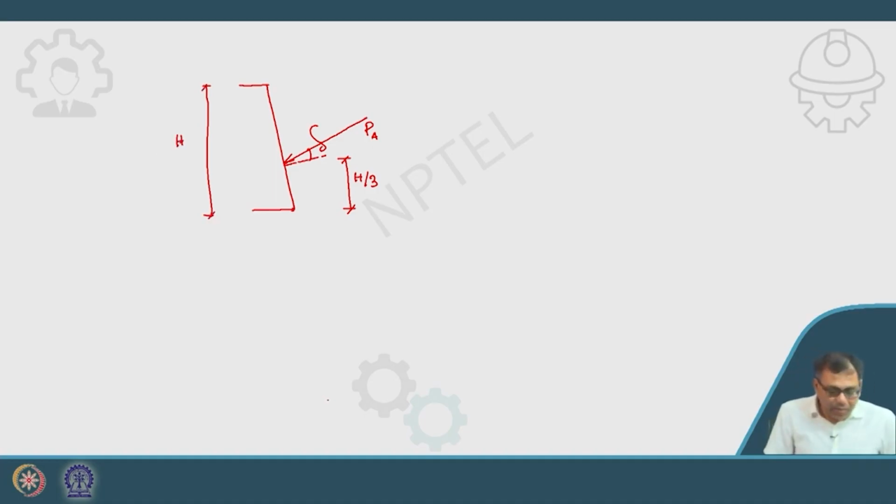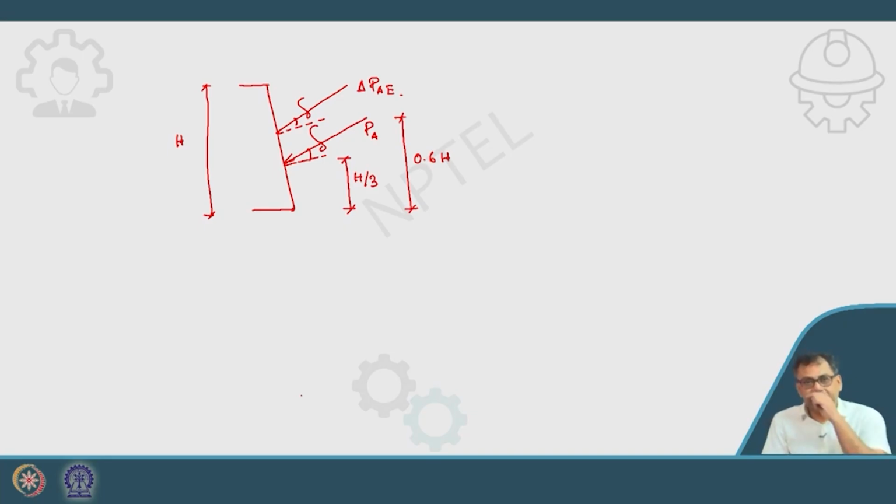Clear? But your seismic component will not act at h by 3. So this is the 90-degree line, and this is again delta. This is del PAE, the seismic component only, and that will act at a height of 0.6h.